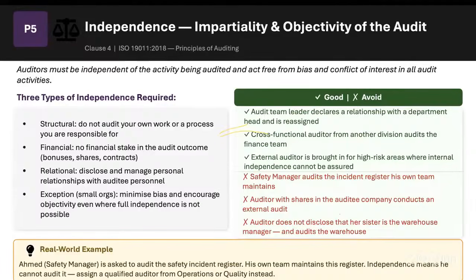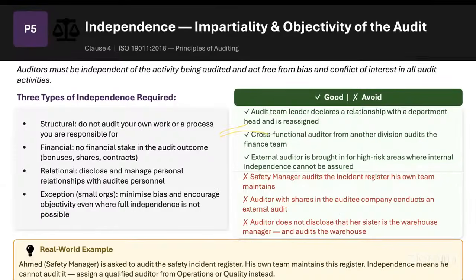So, relational: disclose and manage personal relationships with auditee personnel. This is the part I am talking about. Initially, I asked the question: what do you do when you are asked to audit a system where, just by looking at it, you know it will require you to recommend dismissal, to recommend the sack of your spouse? What do you do at that point?